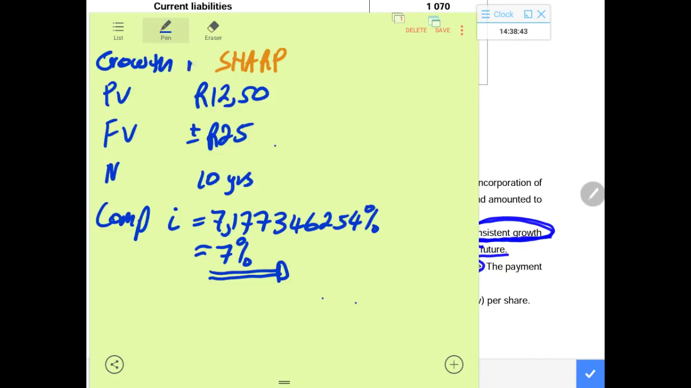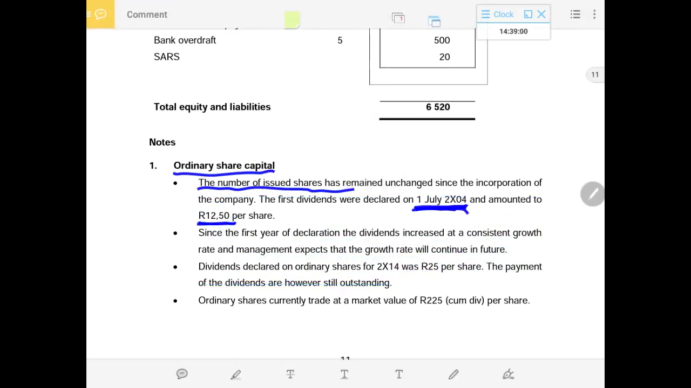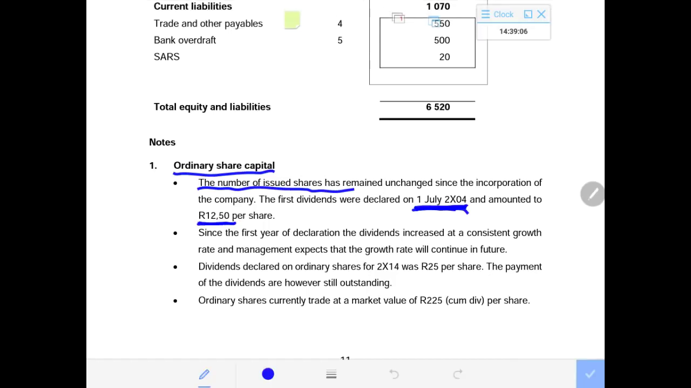In other words, this is the growth rate, the rate at which these ordinary dividends have been growing in the past 10 years and also in the expected future years, as they say that management expect this to continue in the future. So we do have our growth rate. Now we continue from that and it says that the payment of the dividends is however still outstanding, but that will not impact our calculations. Either they were paid or they were not paid, the calculation of the growth rate will still remain the same.